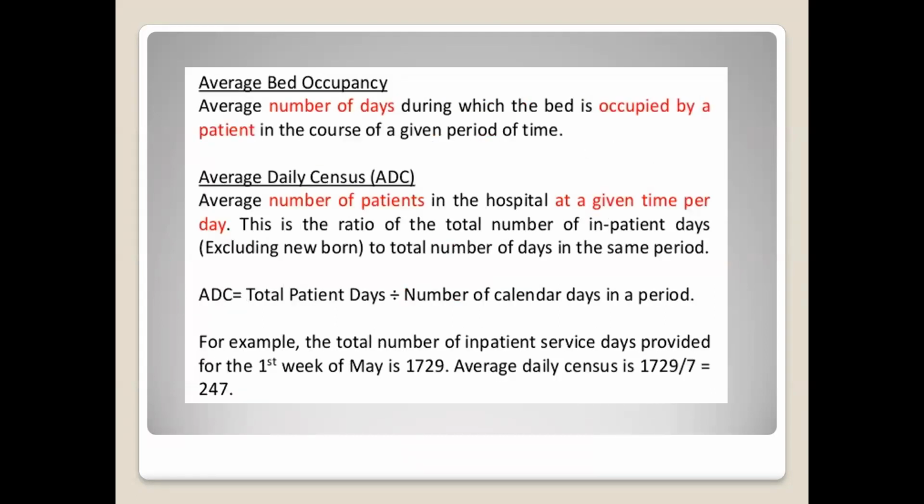Then average bed occupancy rate, the average number of days during which the bed is occupied by a patient in the course of a given period of time. Then average daily census, the average number of patients in the hospital at a given time period per day. This is the ratio of the total number of inpatient days to the total number of days in the same period. One example is also given for this.